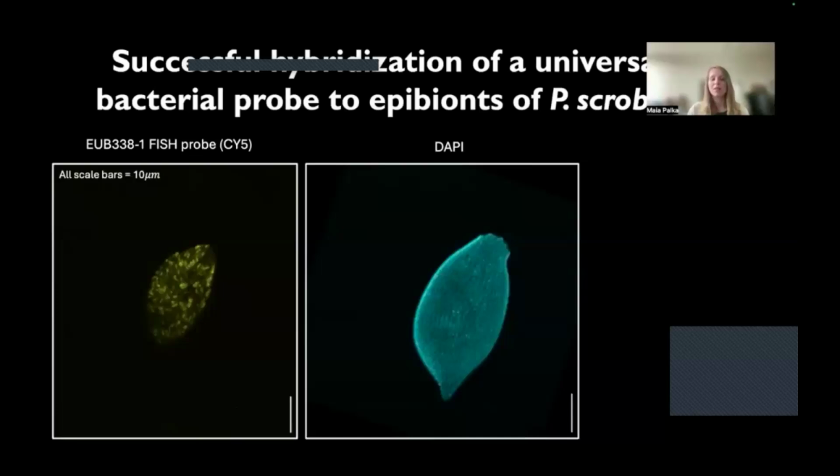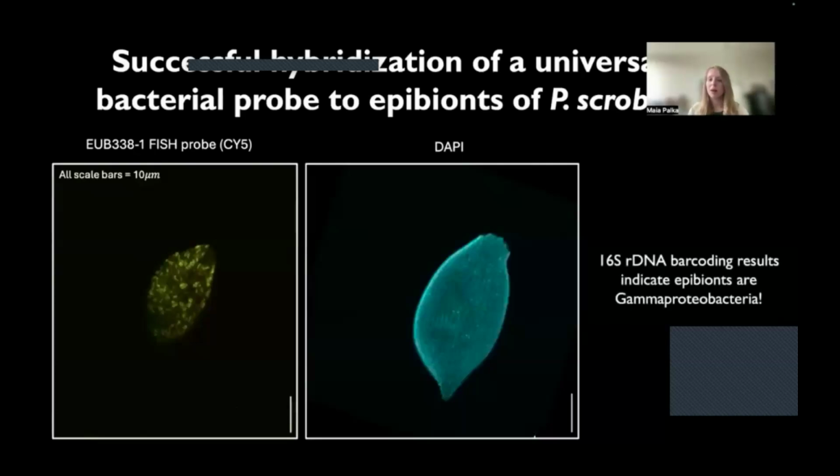Fluorescence in situ hybridization allows you to tag a fluorophore to a particular RNA or DNA region of interest, to confirm the identity of whatever it is you're looking for. So I have had successful hybridization of a universal bacterial probe to the epibionts of Pleocia scribiculata, which is sort of the first step to getting successful hybridization of a taxon-specific FISH probe.